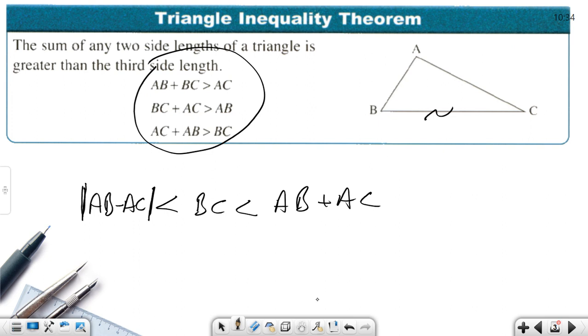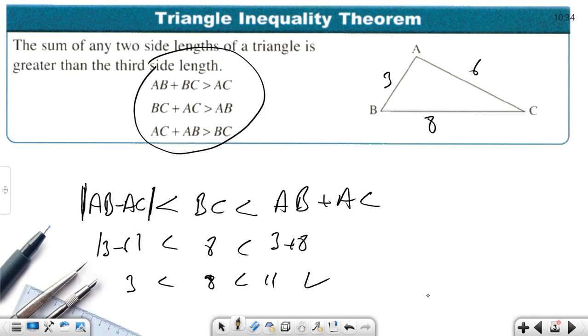Such as what? Let's say this is 3. Let's give some values. 3, 8, 6. Is 8 less than 3 minus 6? 3 minus 6 is negative 3, so 3. 3 is less than 8. Is it less than 3 plus 8? 3 plus 8, 11. Yeah, that's true. If this is true, you can say this is a true triangle. You can form a triangle with these given lengths. If it's not, you cannot form a triangle.